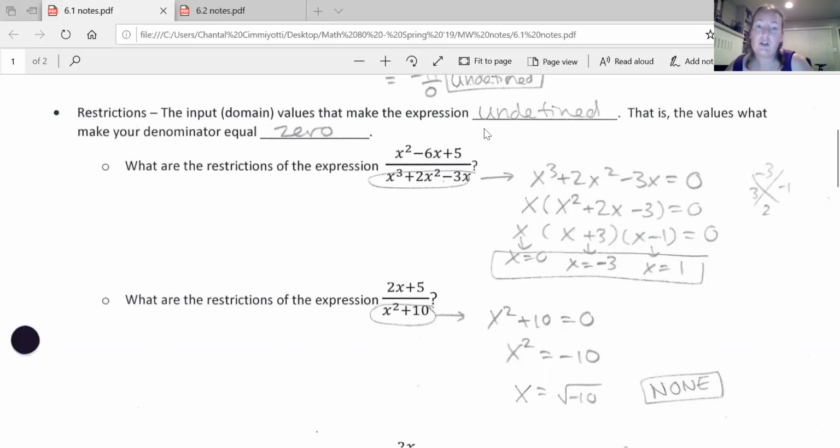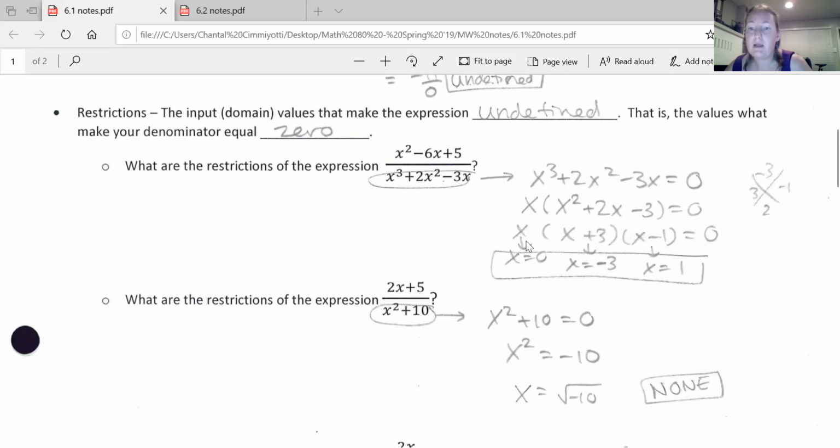So restrictions are values that make the expression undefined. That is what makes the denominator equal to 0. So all we care about is the denominator. In this case, what makes this 0? We can determine that by using our factoring method from the last chapter. I factored out the greatest common factor of x, and then for this trinomial with a leading coefficient of 1, I use my little x trick. What multiplies to -3 and adds to 2 is 3 and -1.